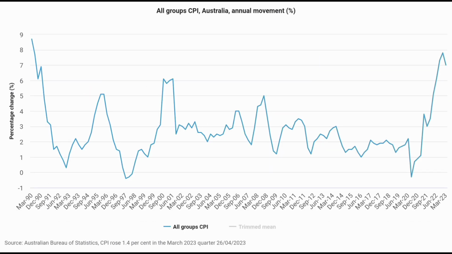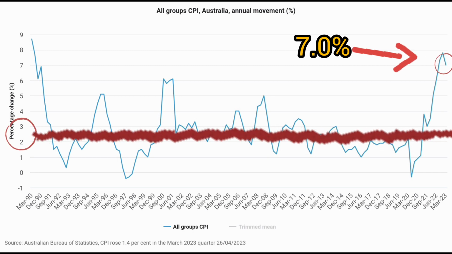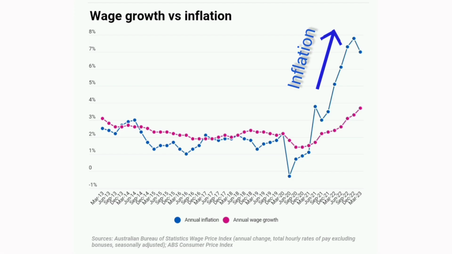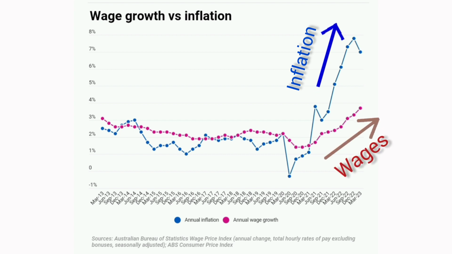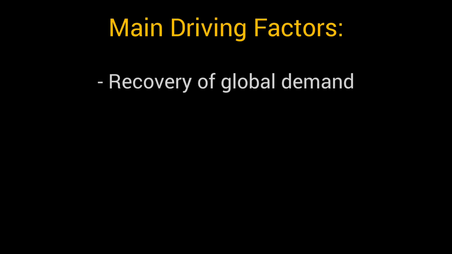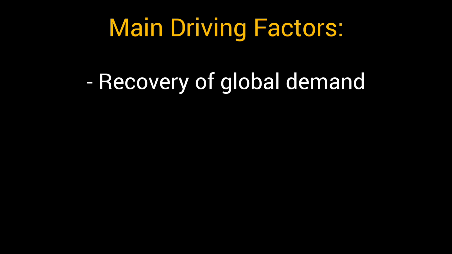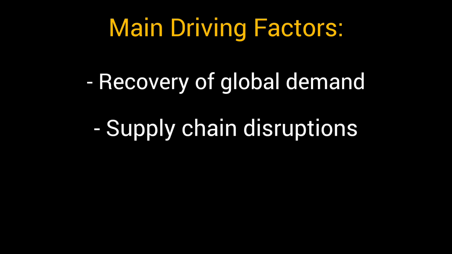At the same time, inflation is at 7%, way above the RBA's target of 2 to 3%. Inflation means that prices are rising faster than incomes, which hurts consumers' purchasing power and living standards. What's driving inflation? Well, there are many factors, but some of the main ones are the global recovery from COVID-19, which has boosted demand for goods and services. Also, there are supply chain disruptions caused by COVID-19, which have made it harder and more expensive to get raw materials and finished products.